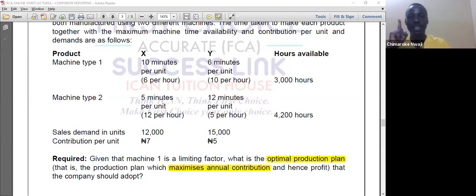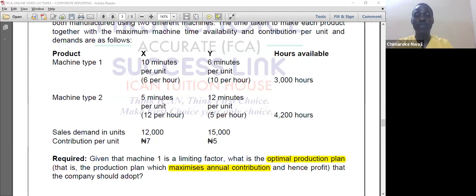If 1 unit takes us 10 minutes, 10 minutes divided by 60 gives the number of hours that is going to be required. 1 unit, 0.167 hours, multiplied by the 12,000 units, you're going to get 2,000 hours. If you add 2,000 to the 1,500 hours that we already have in the first one, you're getting 3,500.